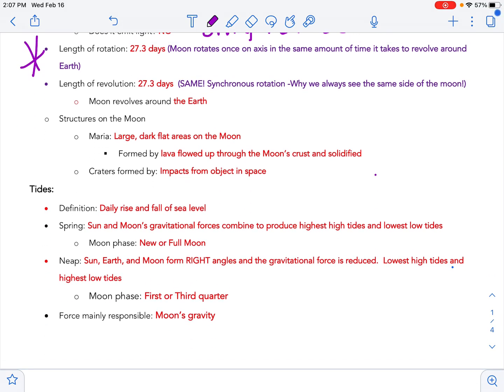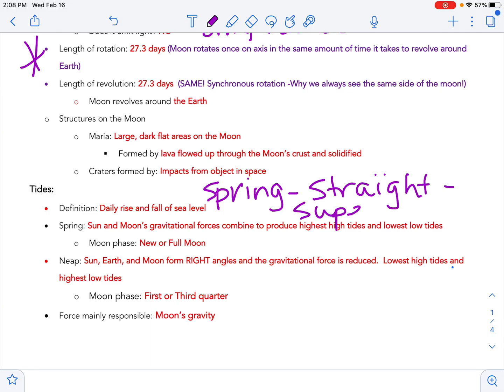So we have tides. The definition is the daily rise and fall of sea level. Spring tides: the sun and moon's gravitational force combine to produce the highest high tides and the lowest low tides. The moon phase would be our new or full moon. So remember, how I want you to remember this is spring. It has everything to do with S's. Spring, straight, supersized.